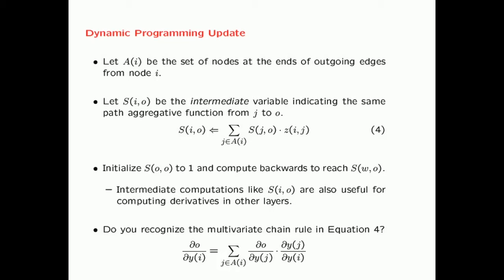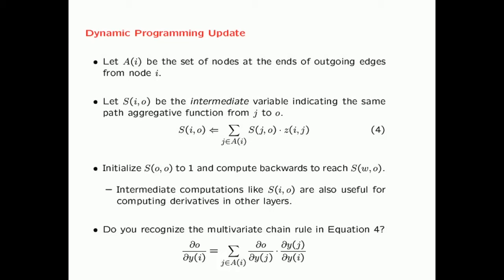Now, one point that I want to note is that if you look at equation 4, it's very familiar. The SIO, that's really the partial derivative of O with respect to the variable in node I. The SJO, that is really the partial derivative of node O with respect to the variable in node J. And the Zij is really the local partial derivative. That's the partial derivative of Yj with respect to Yi. This is exactly the multivariate chain rule.